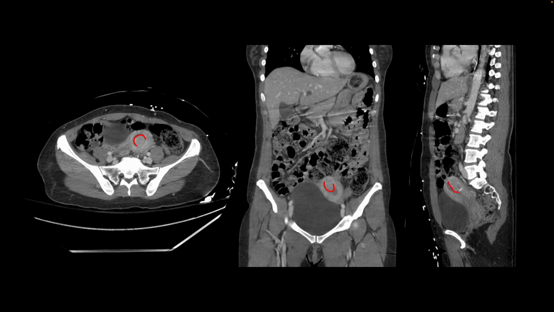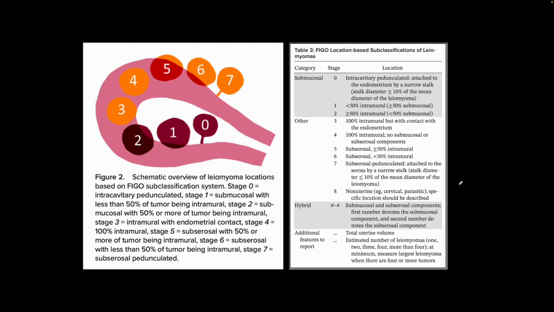And this is the characteristic appearance of a polypoid submucosal uterine fibroid, and submucosal fibroids can cause menorrhagia. When we see them on imaging like this, we want to report them, and we also want to use the FIGO location-based subclassification that is seen on this slide, and we have to give them a number that will range from 0 to 7, and the one that we saw earlier would qualify as stage 1.